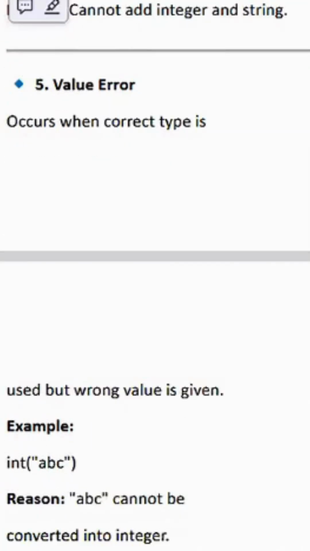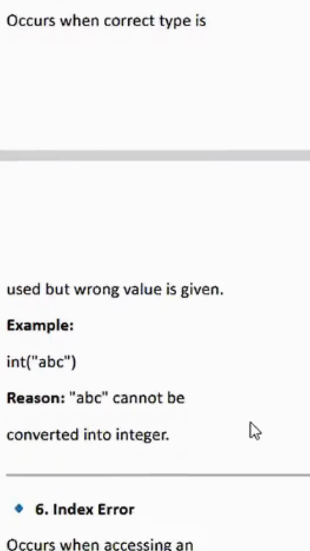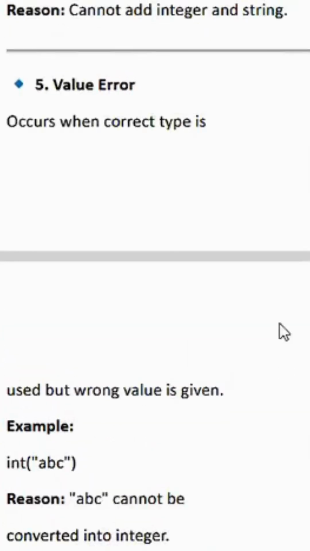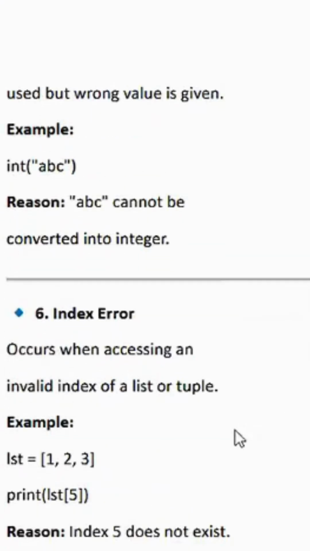Then value error. Value error occurs when the correct type is used but the wrong value is given. So basically here I am using the correct type, it is a string, but what I am trying to do is convert this string into an integer, which is not possible. ABC cannot be converted into an integer. So in this kind of scenario, we get value error.